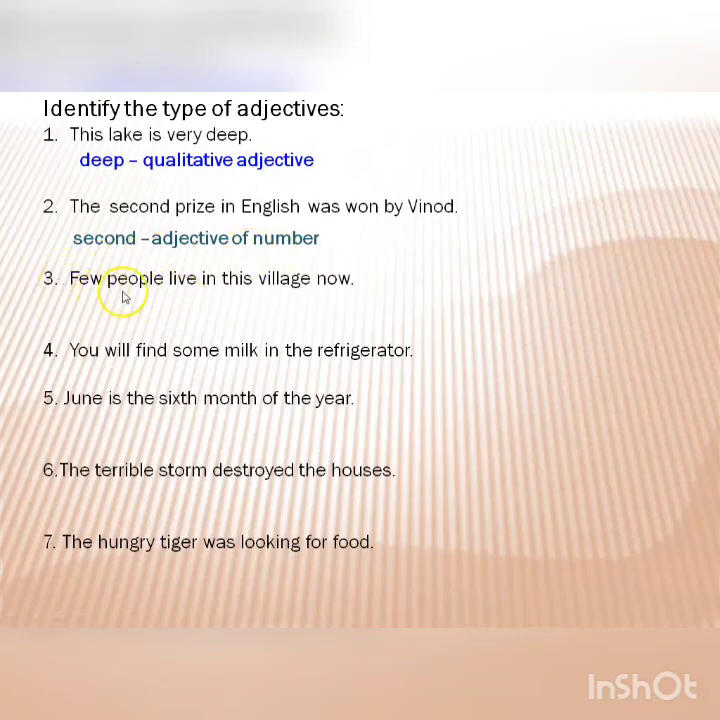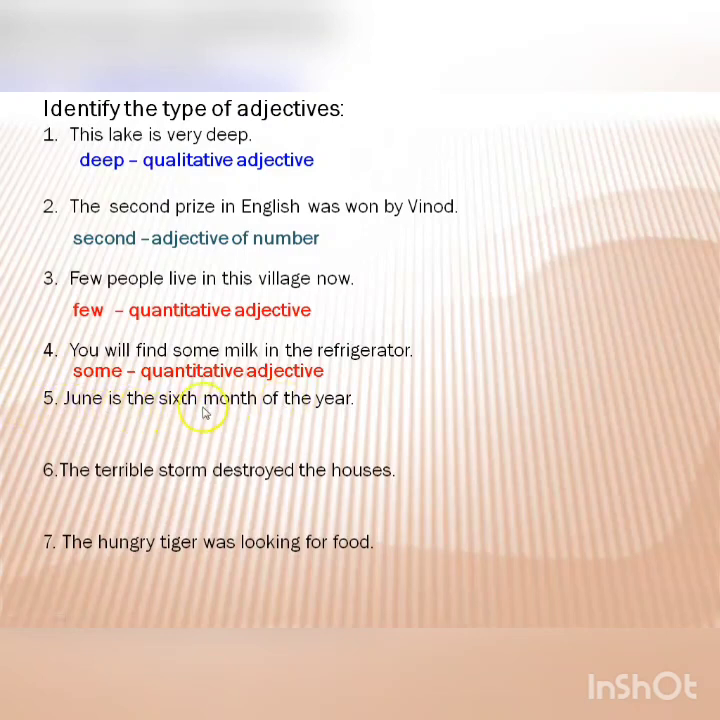Next, few people. So, few is what? Very good, children. Wonderful. Few is quantitative adjective. You will find some milk. How much? Some. So, some is quantitative adjective. Very good. You all are doing it great. Let's go to the next.